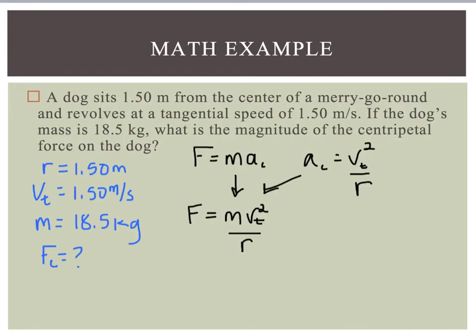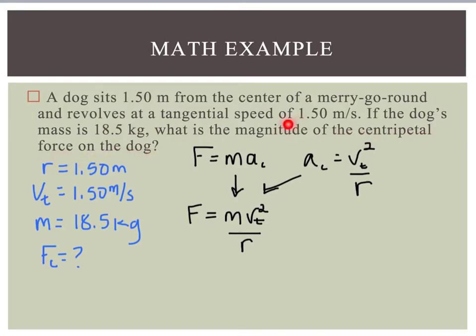Let's look at a math example now. We've got a dog sitting 1.5 meters from the center of a merry-go-round, and it revolves at a tangential speed of 1.5 meters per second. If the dog's mass is 18.5 kilograms, what is the magnitude of the centripetal force on the dog?